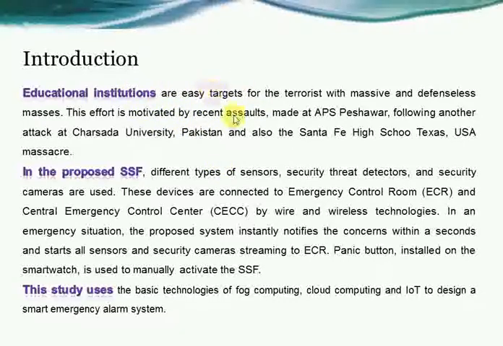This research article is actually motivated by different types of attacks. For example, there was the first attack at the APS school in Peshawar, where 100 students were killed. After that there was another attack at a Pakistani university, Charsadda University, where dozens of students were killed.